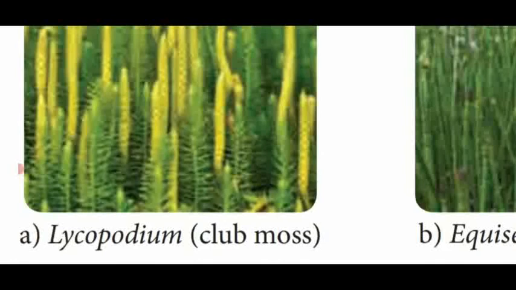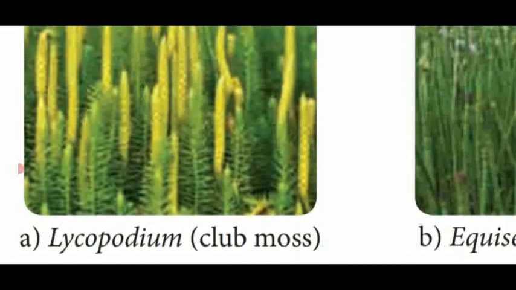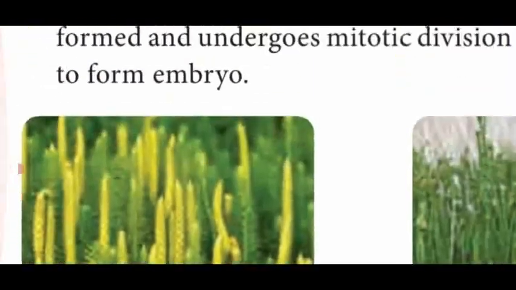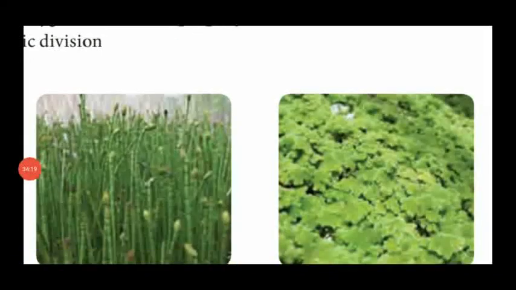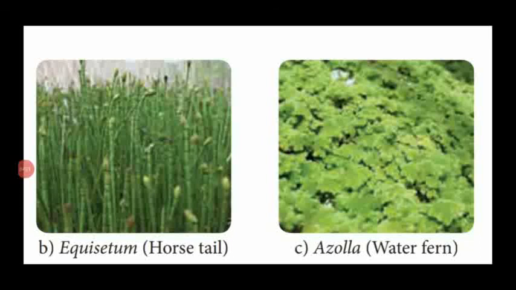This is the Lycopodium plant known as club moss. Dear students, this is another diagram, Equisetum, known as horse tail. See the structure of the plant, it looks like a horse tail. That's why the plant is known as horse tail. The name of this pteridophytic plant is Equisetum.